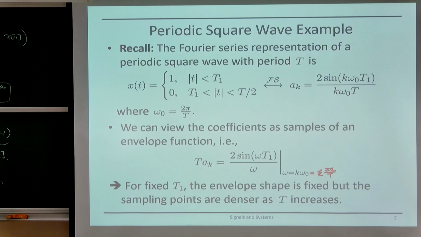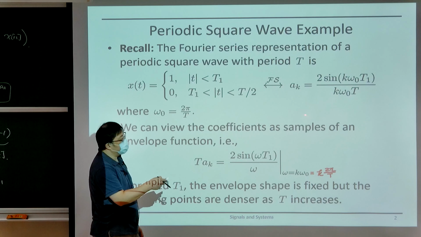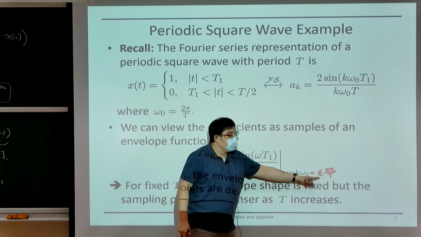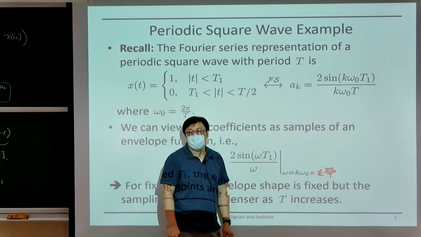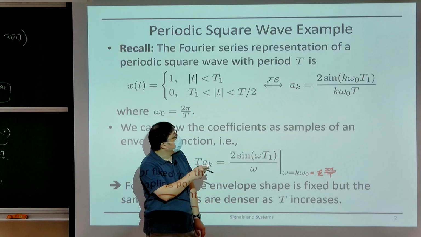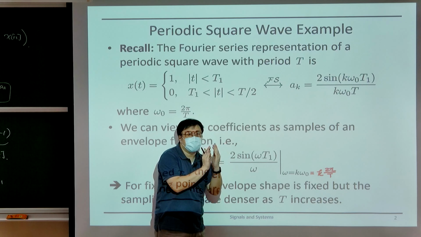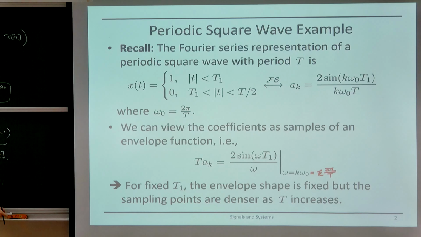And this also means that, because a_k corresponds to a frequency component that is at an integer k times 2 pi over T, this signal now has frequency components that are closer and closer to each other. Okay, you have more and more frequency components.